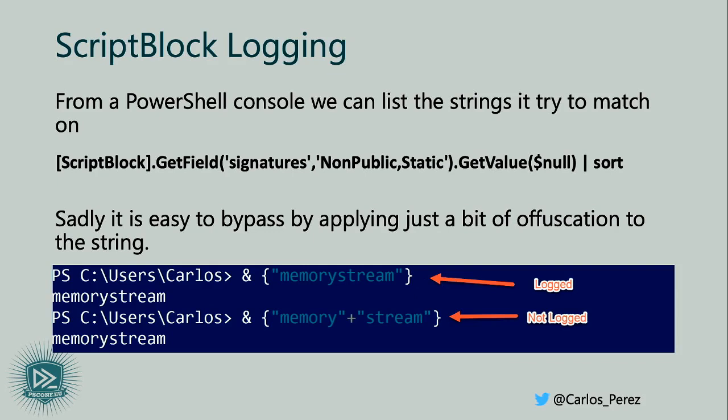Or if I want to go the low-tech route, if I do memory stream, it's going to log it. If I do memory plus stream, it's not going to log it. So it's not doing an AST examination and concatenating that stream before making the decision. So I'm still able to bypass that with just a bit of obfuscation.